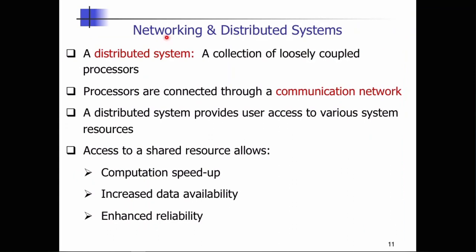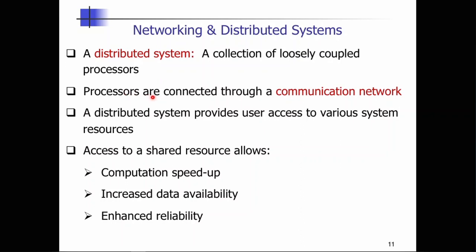Next, we could have networking and distributed systems as another component of the operating system. A distributed system is essentially a collection of loosely coupled processors. If you have worked in a research lab, you most often come across several servers that have several processors, but you can access those processors as a distributed system on a network. The benefit is computation speedup. Because we can access many processors, as opposed to only a few locally, we get increased speedup in our computations, increased data availability, and enhanced reliability.